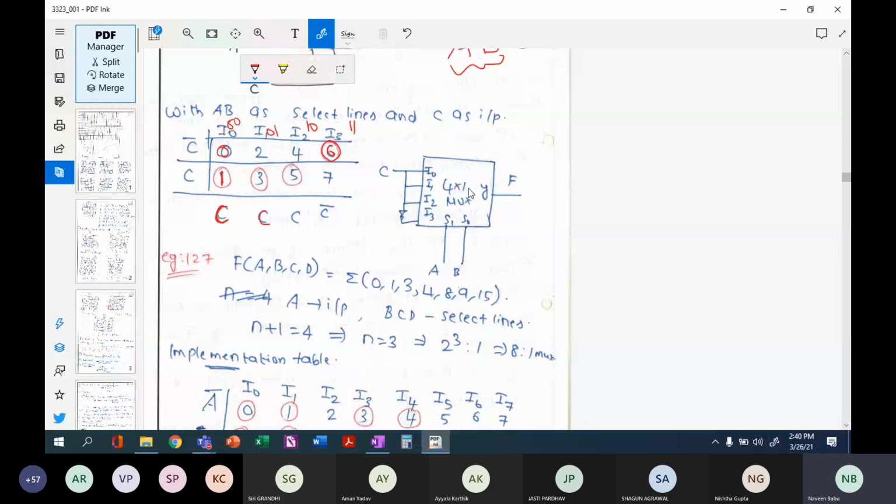Now, how do I implement a 4x1 multiplexer? Please look at the variables that are written inside. The variables that are written inside are the multiplexer input variables. So your select lines are going to be A and B, and your C is going to be your input. I0 has C, I1 has C, I2 has C, and I3 has C bar. So C bar has been placed across this, and Y will be your output. So this will be your function f of A, B, C. Any doubt here in implementation?